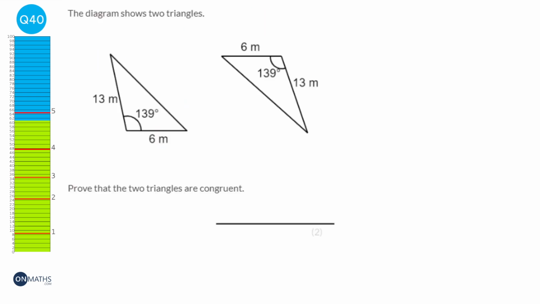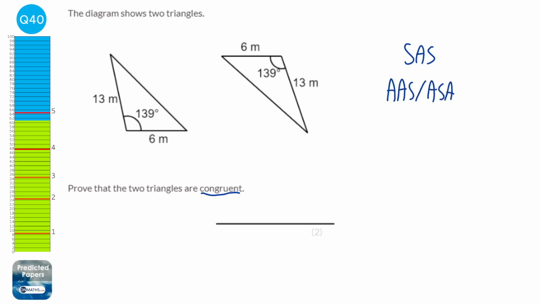When proving two triangles are congruent, and congruent means exactly the same, we're going to have one of four answers. Either side angle side is the same, angle angle side, or angle side angle.